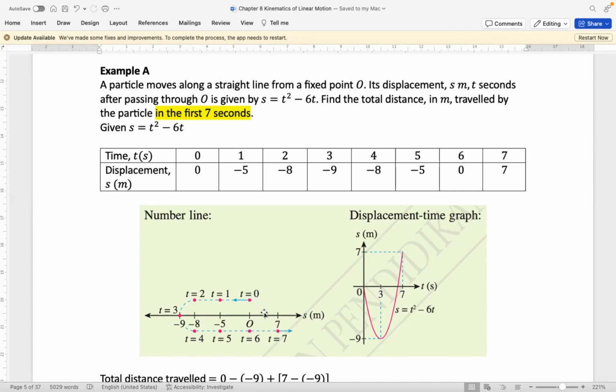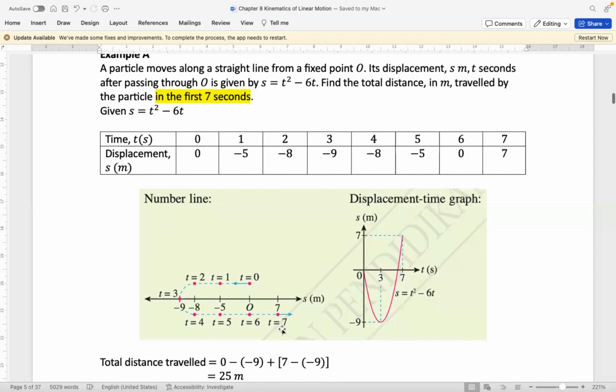When t equals to 0, s equals to 0. T equals to 1, s equals to -5. Okay, then the minimum point is 3, -9. When t equals to 3, s equals to -9, and so on. When t equals to 4, s returns to -8. And then when t equals to 7, s equals to 7. So this is the number line.